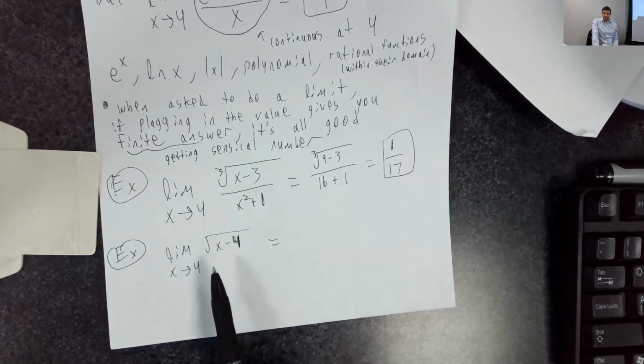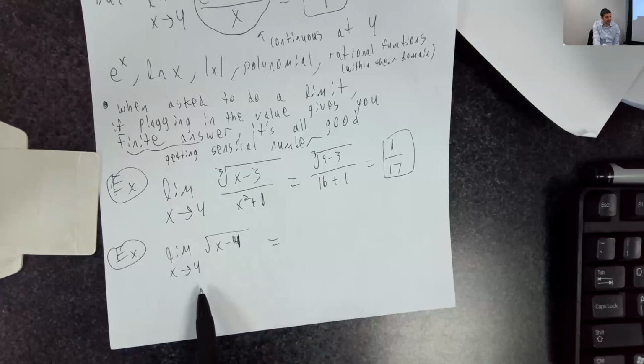So what's the domain for this function, radical x minus 4? Only x values that, Raphael? Values greater than 4. Right, x values greater than or equal to 4. But remember, a limit means left and right. That means even values to the left of 4 have to detect a pattern. But I'm not allowed to plug in values to the left of 4. They're not in the domain.